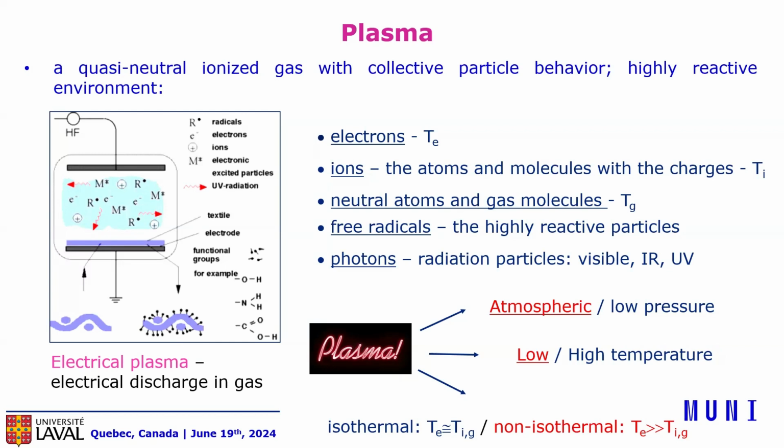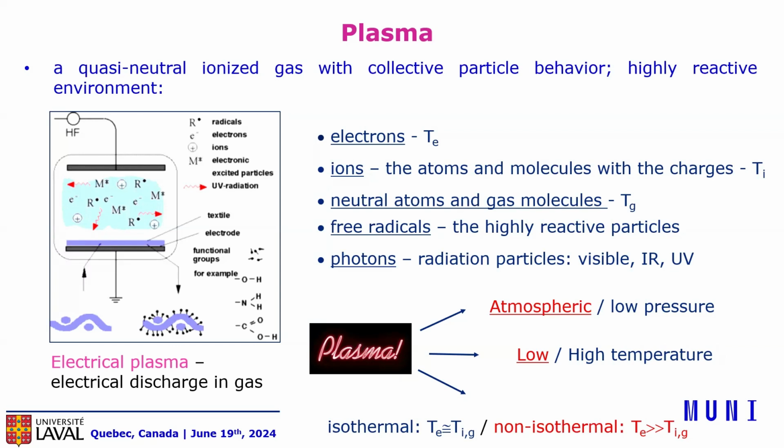There is a lot of classification of the plasma. We can make classification depending on the working pressure of the gas. So we can distinguish atmospheric and low pressure plasma systems. In our center, we are focused mainly on atmospheric pressure systems because they are easy to operate and offer quite a cheap way for different applications.